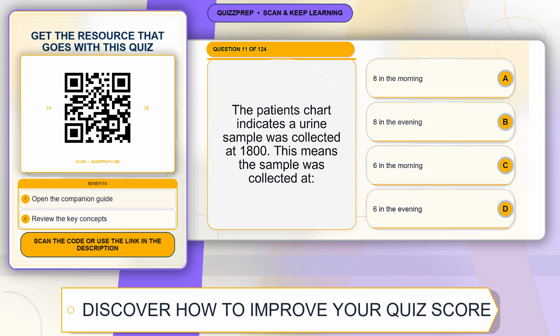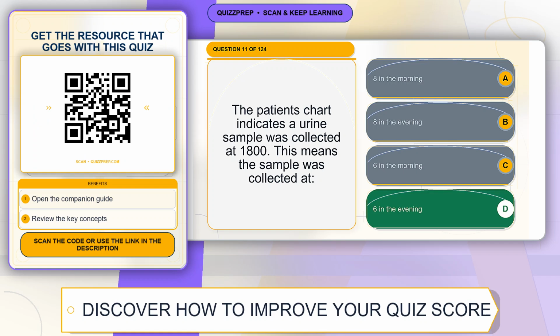Question 11. The patient's chart indicates a urine sample was collected at 1800. This means the sample was collected at: Option A, 8 in the morning. Option B, 8 in the evening. Option C, 6 in the morning. Option D, 6 in the evening. The correct answer is option D, 6 in the evening.